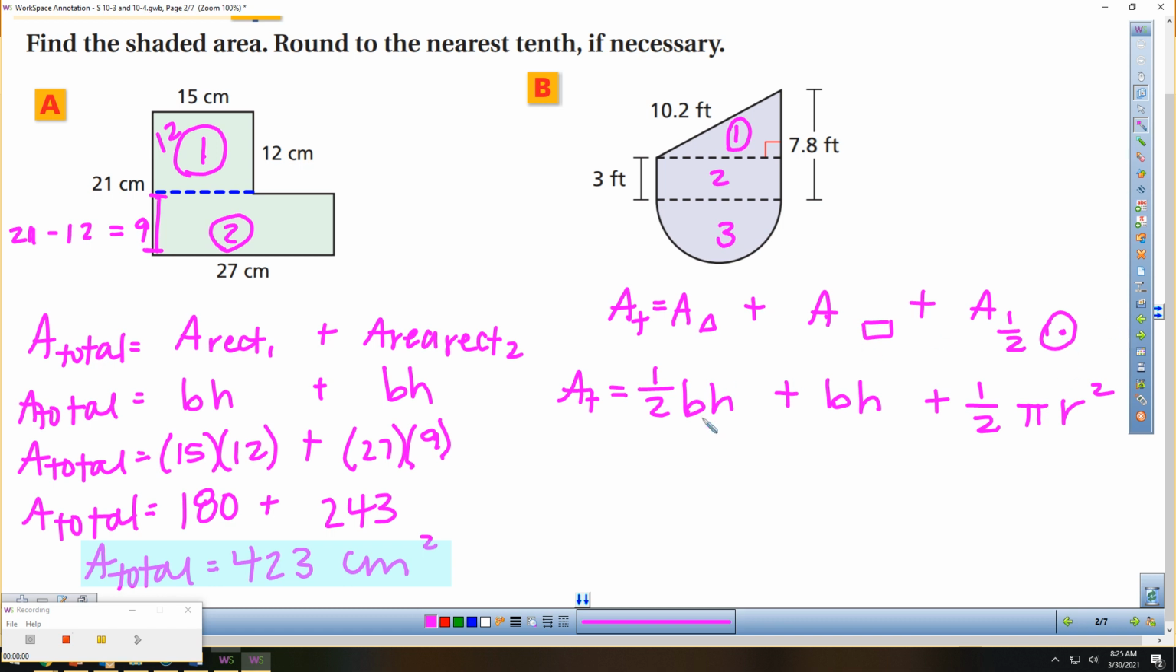Alright, so that means I need the base of my triangle, the height of my triangle, the base of my rectangle, the height of my rectangle, and the radius of my half circle. So, for my total area, that's 1/2. Do I have the base of my triangle? No. Do I have the height of my triangle? No, but I can find it.